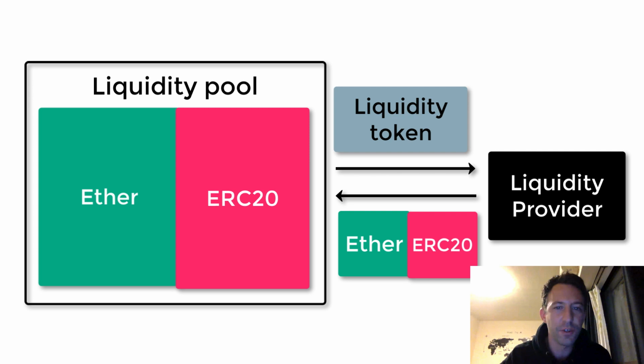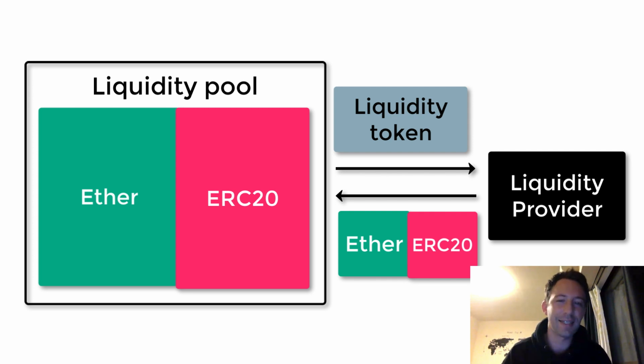A category of users called liquidity providers need to send an equal value of Ether and ERC20 token to a specific pool. In exchange, they are given liquidity tokens that represent the asset they brought to the pool. At any time, they can redeem these liquidity tokens against their assets in the pool.